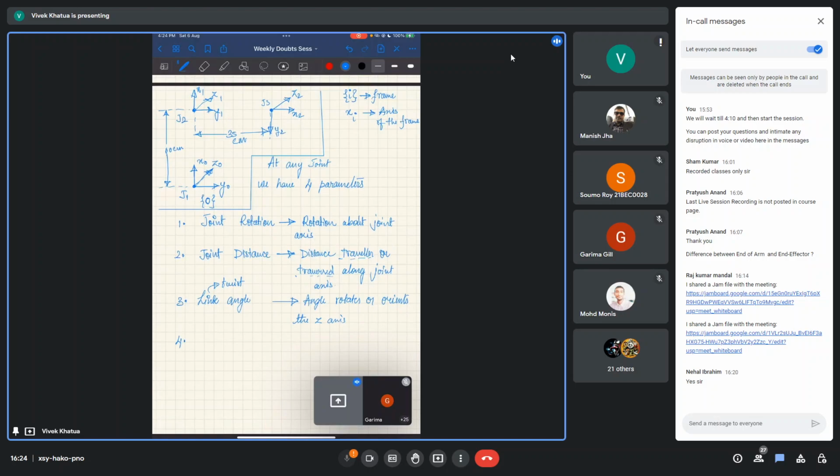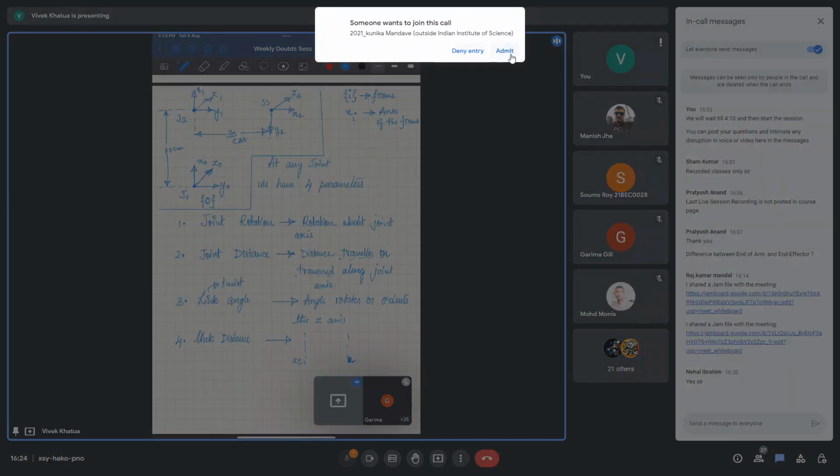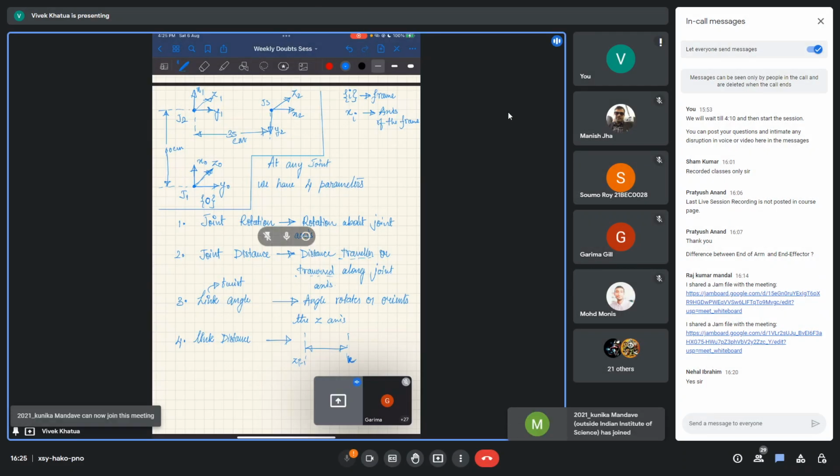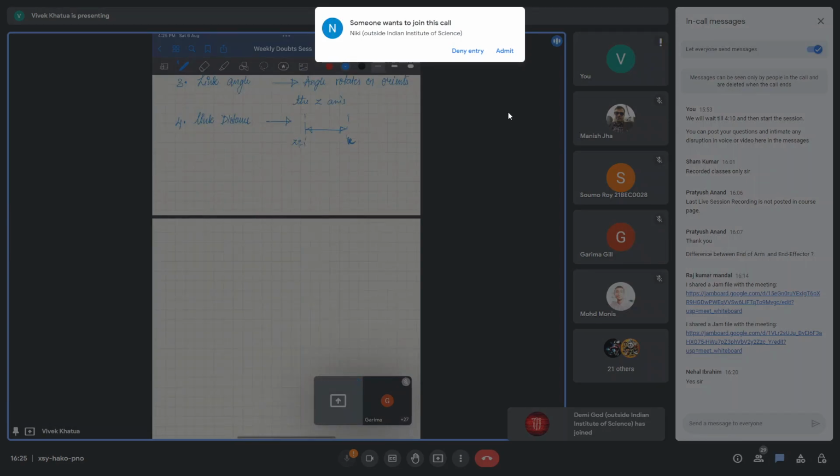The fourth one is link distance. This is nothing but the distance traveled along two normals. Let's take z i minus 1, and this is some other axis, along two normals that is not in the joint axis. I'll show you how the link distance is. Probably with these words it is a little confusing, but we'll come to that.